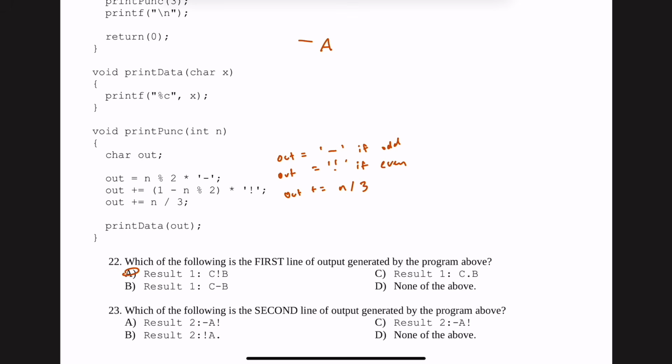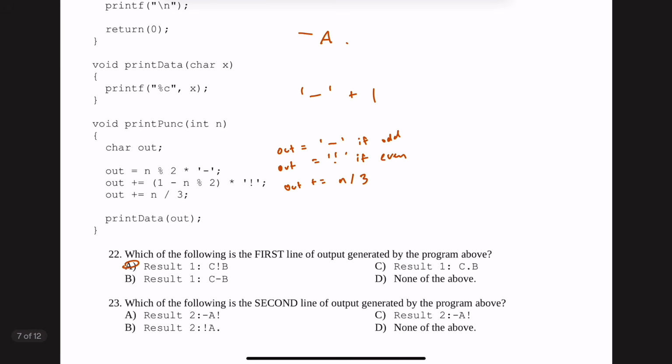Well, 3 is odd, so we have a dash. 3 is not even, so ignore the exclamation point. And then out plus equals 3 divided by 3, so out plus equals 1. So now we have dash plus 1. And this is when you need to go to the ASCII table in the back of your exam. Looking at the ASCII table right now, I can see that dash or minus sign corresponds to a decimal value of 45. If we do 45 plus 1 is 46, the character that corresponds to 46 is a period.